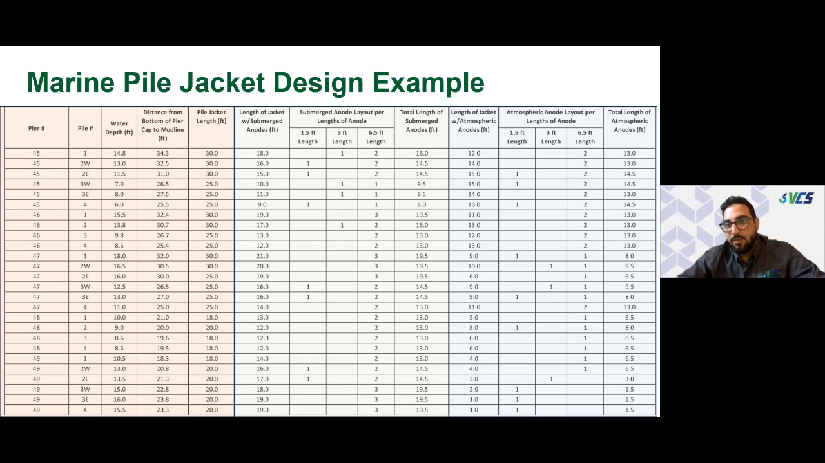And lastly, the highlighted blue section is for the atmospherically exposed portion of the pile. Again, as we discussed earlier, there are different types of anodes that need to be used for atmospherically exposed and submerged portions of the piles. And so all of this is divided per pile. So the contractor can look at pile number 1. We need 16 feet of anode for the submerged portion and 13 feet of anode for the atmospherically exposed, and get the different anode lengths specific to that pile.